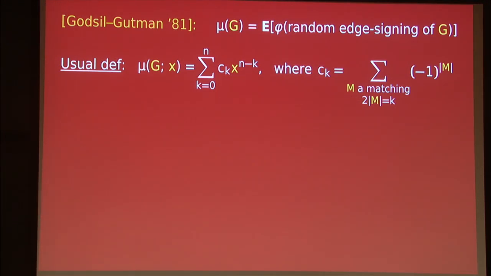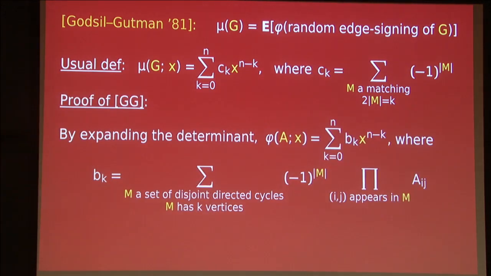Basically, up to some minus sign, it's the generating function for k-vertex matchings in the graph G. And then it's a theorem that it equals this expected characteristic polynomial of a random edge signing of G. And I'm actually going to sketch the proof of that, because it's going to be relevant. So here's the proof.